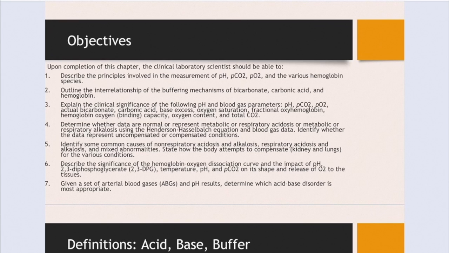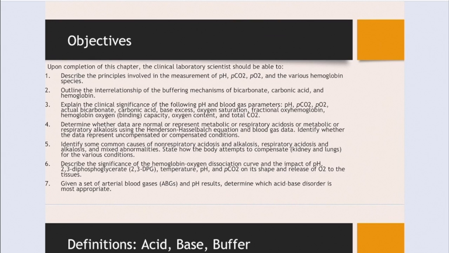So after completing this chapter, you should be able to describe the principles involved in the measurement of pH, PCO2, PO2, and the various hemoglobin species. You should be able to outline the interrelationship of the buffering mechanisms of bicarbonate, carbonic acid, and hemoglobin. Explain the clinical significance of the following pH and blood gas parameters: pH, PCO2, PO2, actual bicarbonate, carbonic acid, base excess, oxygen saturation, fractional oxyhemoglobin, hemoglobin oxygen binding capacity, oxygen content, and total CO2.